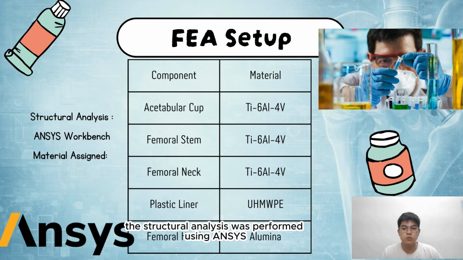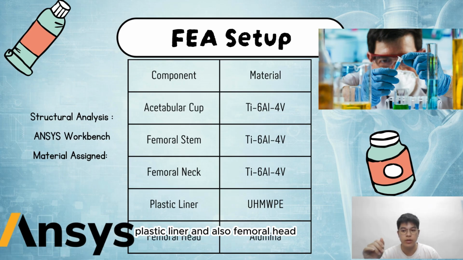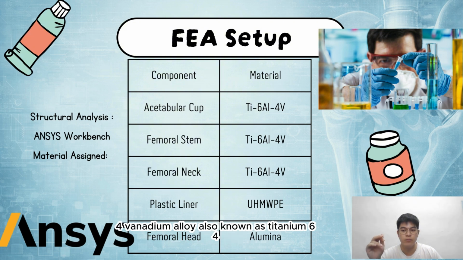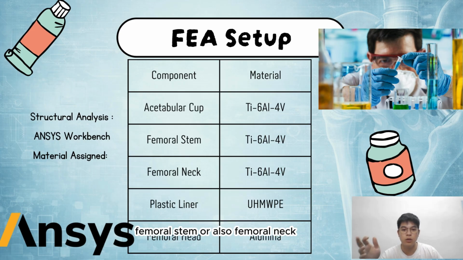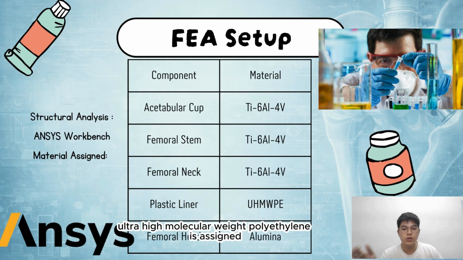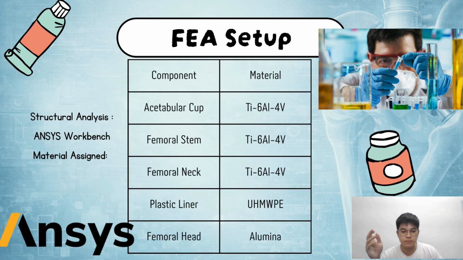The structural analysis was performed using ANSYS Workbench. Our model is made of 5 components, which are the acetabular cup, femoral stem, femoral neck, plastic liner, and also femoral head. We assign an alloy named titanium 6 aluminium 4 vanadium alloy, also known as titanium 64, to the 3 components, which are the acetabular cup, femoral stem, and also femoral neck. And for the plastic liner, ultra-high molecular weight polyethylene is assigned. Lastly, aluminum ceramic is assigned to the femoral head.